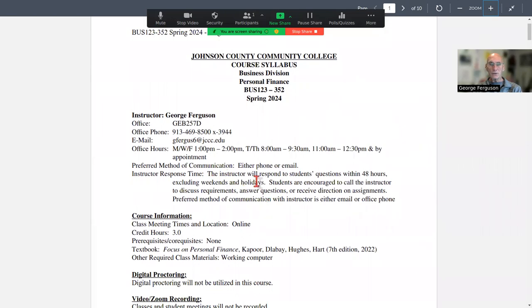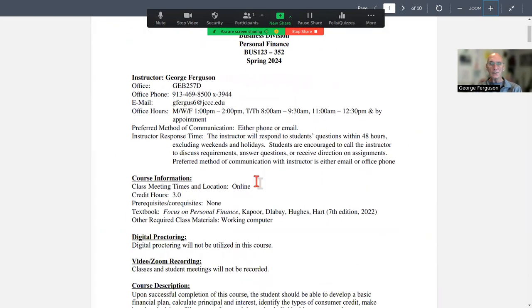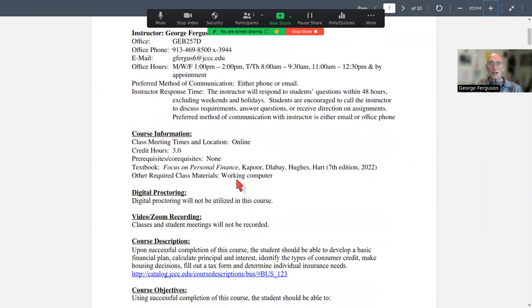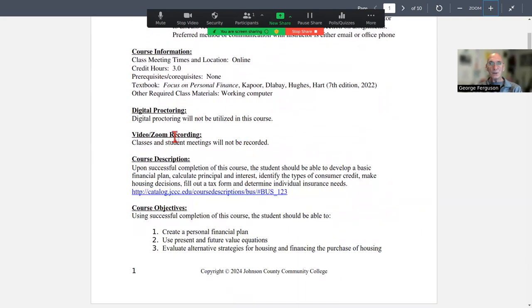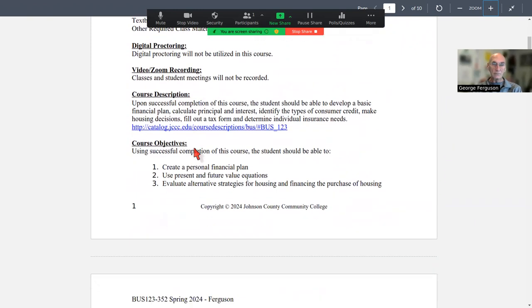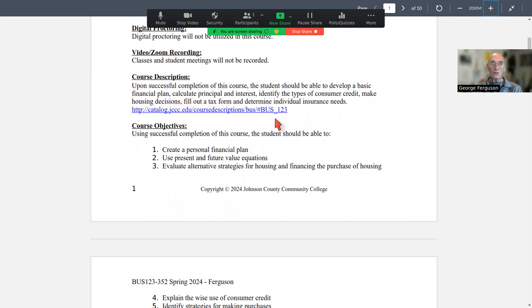Communication can be either phone or email. Okay, and I get back to you just as quickly as I can. We say within 48 hours, but it's typically within 24 hours. Here's the textbook that we'll be using. And again, it is online via Connect. We will not do any kind of digital proctoring or Zoom recording. The description of the course, and there's access to the description online.